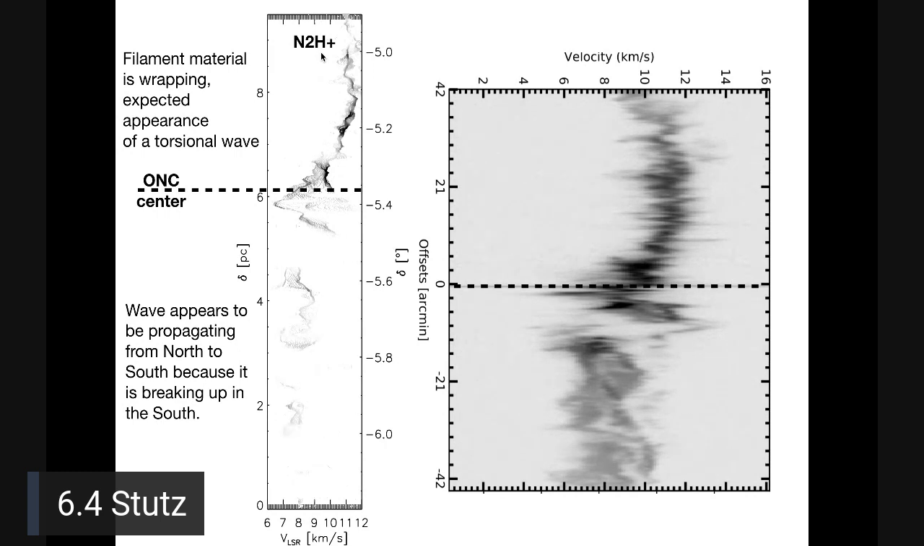In this case, what I'm showing on the left is the N2H+ diagram. This is a PV diagram of N2H+, which has been intensity weighted, so every point reflects the actual amount of emission at that point and at that spectrum. And it shows small scale features. The larger scale structure is consistent with this 13CO, but the small scale features seem to indicate some kind of wrapping structures, which may be consistent with torsional waves. Also, the overall perturbation appears to be propagating north to south because the filament is getting ripped apart in the south.